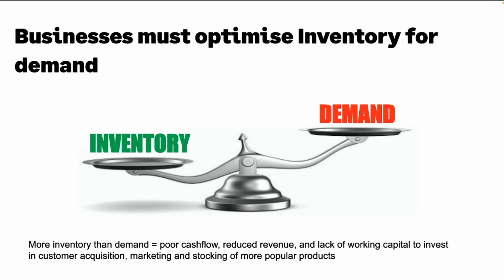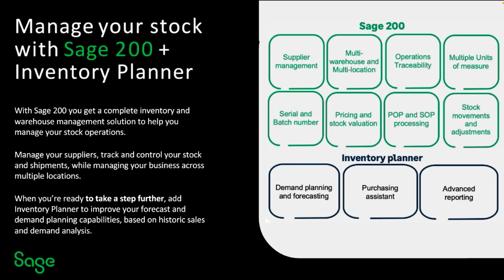The opposite of this is where you have more inventory than you have demand. And this is where you've got stock sat on shelves, whether that's your own warehouse or maybe a third-party logistics. But the real symptoms are poor cash flow, reduced revenue because you're not actually selling that inventory, and really a lack of working capital to invest on things like customer acquisition, marketing channels, and actually physically stocking the inventory that is selling. So I know that's a little bit of a basic concept.